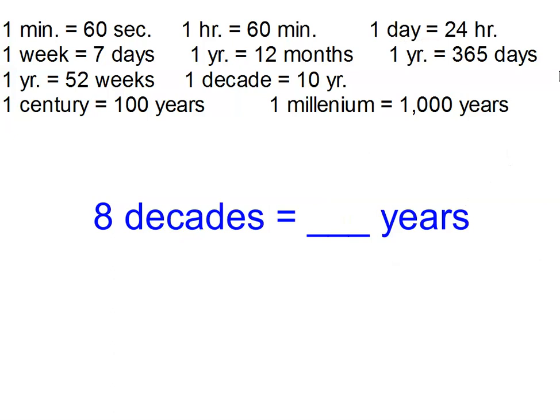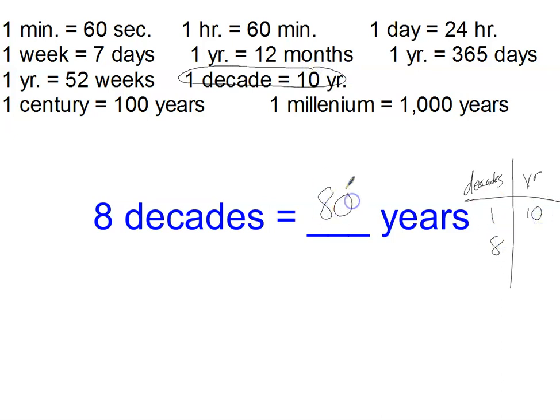Try this one out. I'm going from decades. And I don't know that decades has a nice abbreviation, so I'm just going to write the whole thing. Decades to years. And right here it is. 1 decade is 10 years. And I've got 8 of the decades, so that's 8 times 10. 80 years.